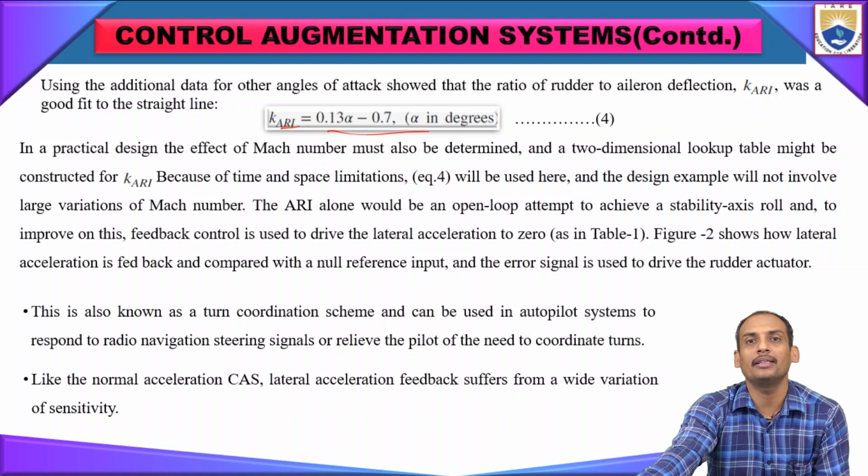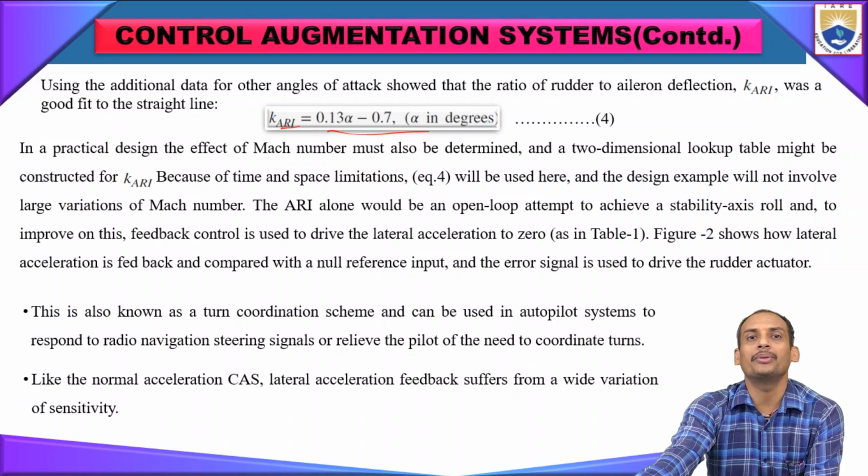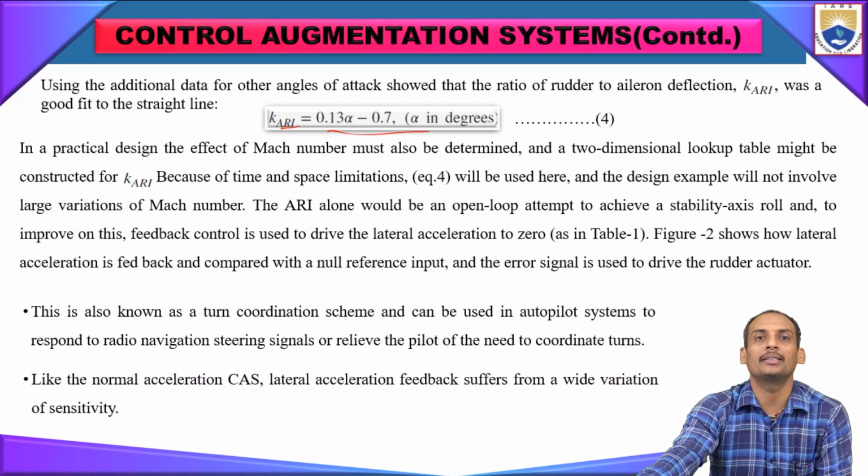If you see the KRI, given the time and space limitation, if you find the KRI value with this equation, the design example will not involve a large variation of Mach number. So the ARI alone would be open to attempt the achievable stability axis roll, and to improve on the feedback control that has been used to drive the lateral acceleration to 0.